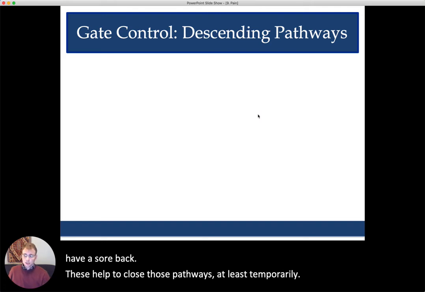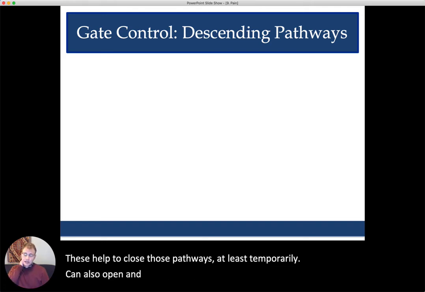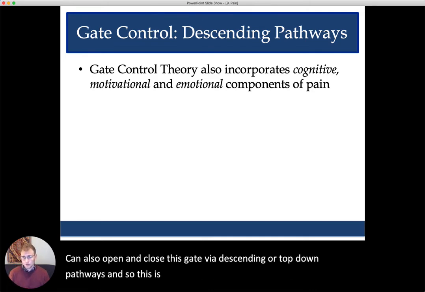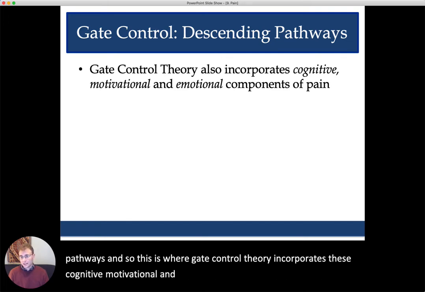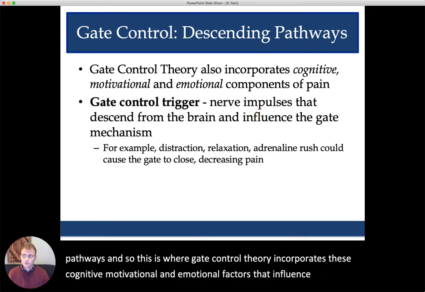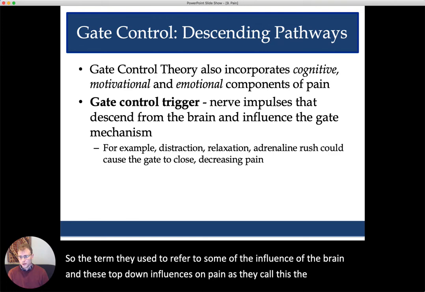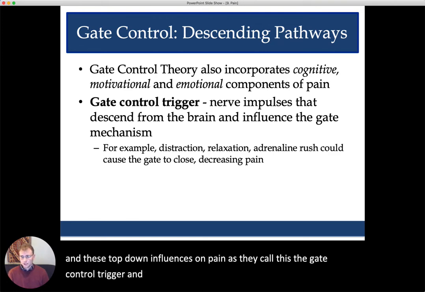Can also open and close this gate via descending or top-down pathways. And so this is where gate control theory incorporates these cognitive, motivational, and emotional factors that influence pain. So the term they use to refer to the influence of the brain and these top-down influences on pain is the gate control trigger. And this just refers to that nerve impulses can descend from the brain and influence the gating mechanism.